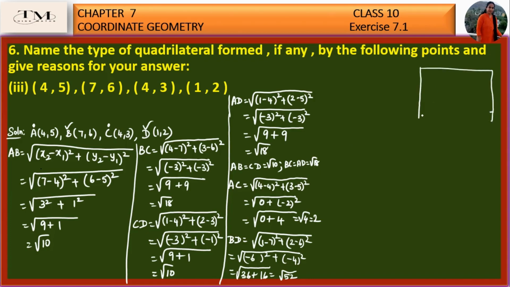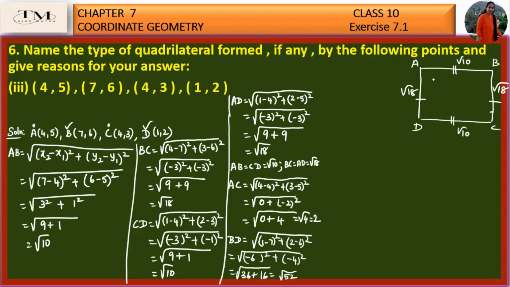so there is a quadrilateral A, B, C, D. So what we got? AB and CD are equal. AB is equal to root 10, CD is also root 10. So these two sides are equal. Then AD, what is AD? It is root 18. What about BC? BC is also root 18. So these two sides are equal. So we got opposite sides are equal.